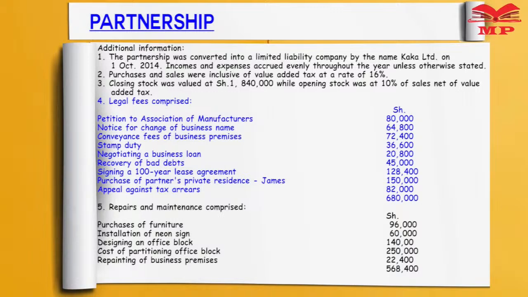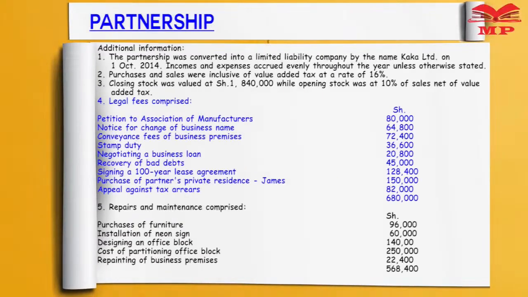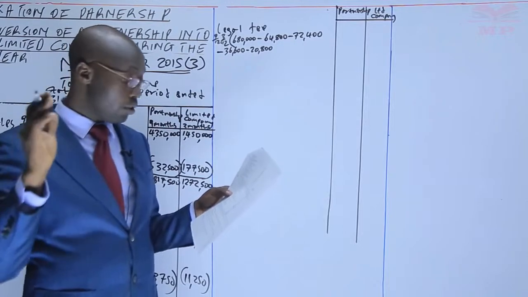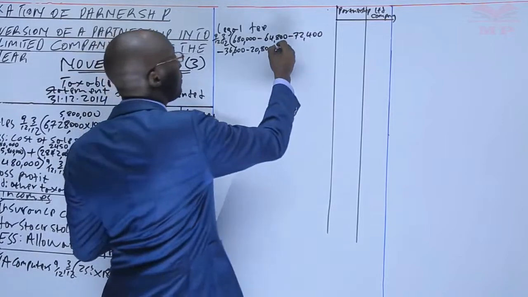The other one is recovery of bad debts. Recovery of bad debt, we said, is usually allowable. We said any legal costs relating to debtors and customers are allowed. Then signing a 100-year lease agreement. We say that up to 99 years is the one that we allow legal cost. Any above that, we don't. So this is not allowable. 128,400.